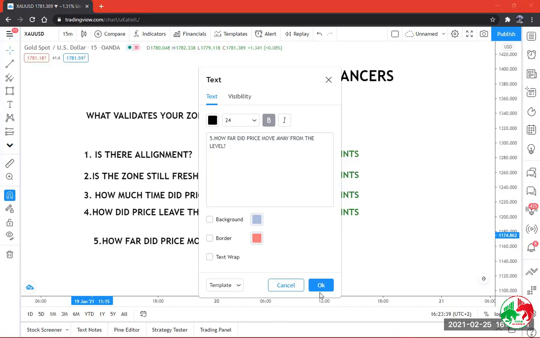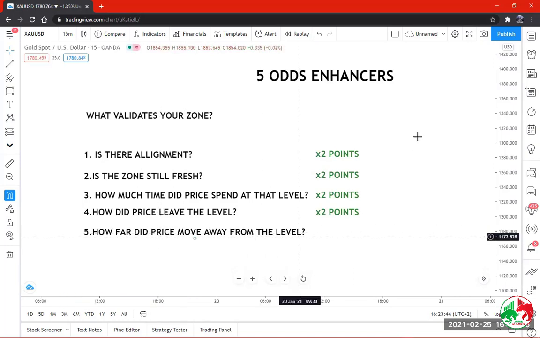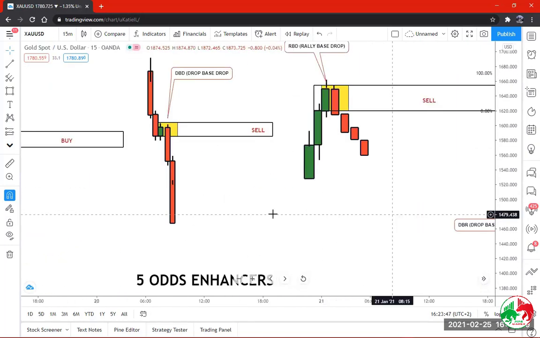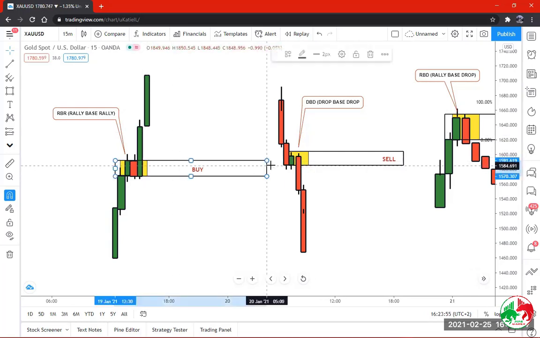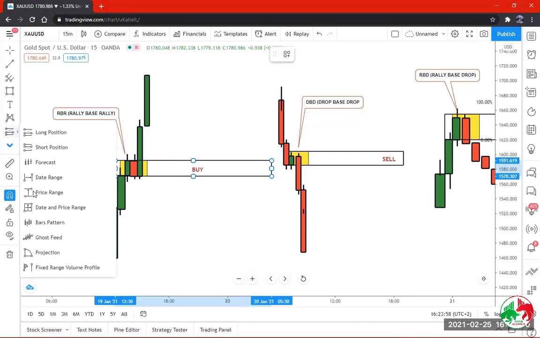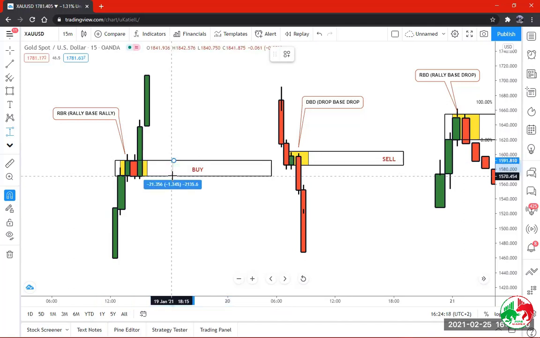How far did price move away from the level? So basically, if this is my buy zone, I'm looking for, say, let me use this price range. If this is my buy zone, you will take your crosshair tool. You know what that is, right? When you count your pips.